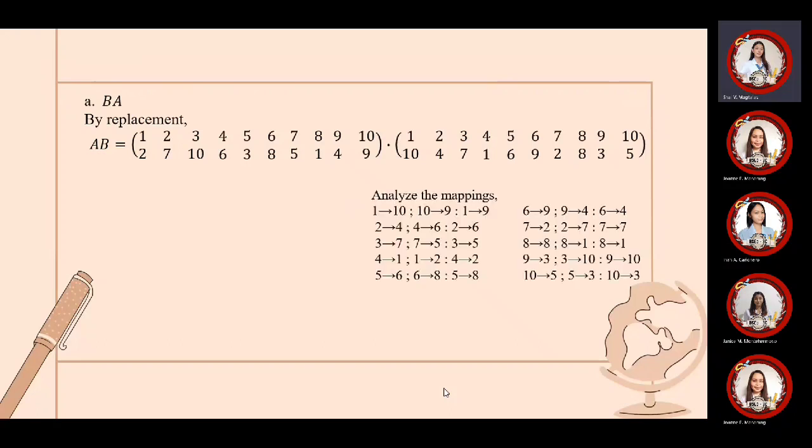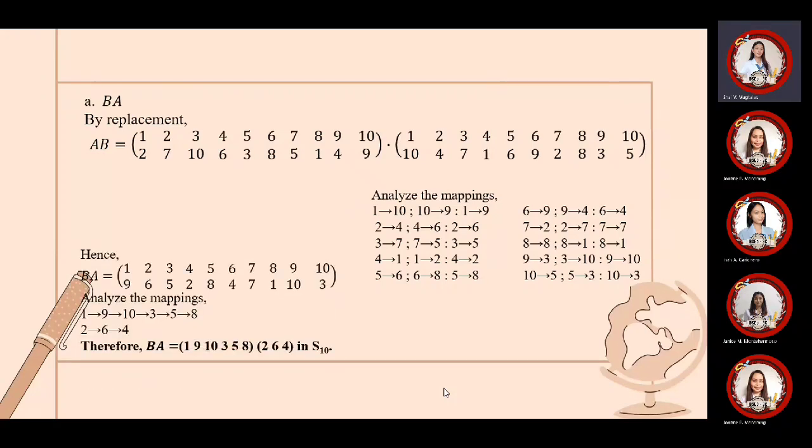By analyzing the mappings, we will have the two-line notation. B is equal to 1 maps to 9, 2 maps to 6, 3 maps to 5, 4 maps to 2, 5 maps to 8, 6 maps to 4, 7 maps to 7, 8 maps to 1, 9 maps to 10, and 10 maps to 3. So by analyzing the mappings, we will have the one-line notation. B times A is equal to 1, 9, 10, 3, 5, 8, 2, 6, 4.